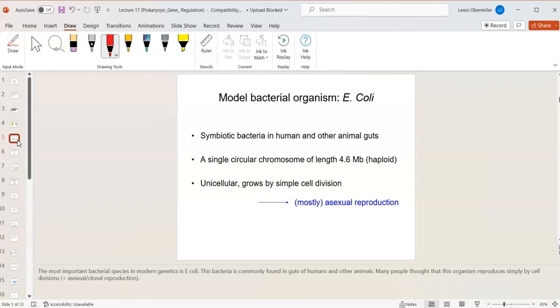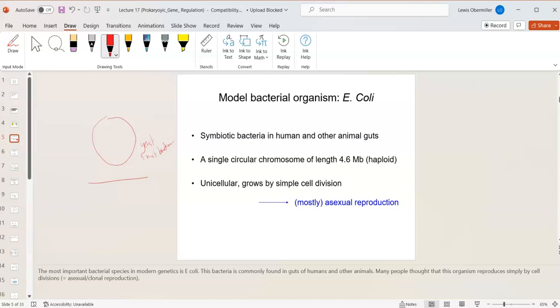It's a single circular chromosome. Like most bacteria, we talked about this, bacteria have circular genomes. Other eukaryotes generally have linear ones. Yeast is like this. Some bacteria have linear chromosomes, but if I told you a rule, there's always going to be an exception to it. So this is just general knowledge.